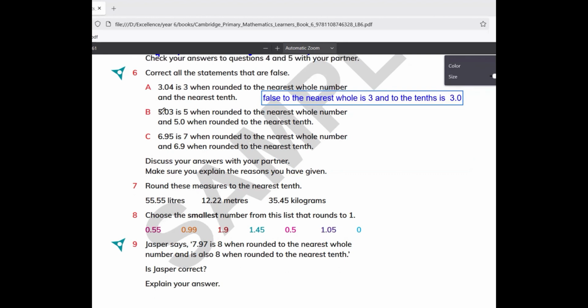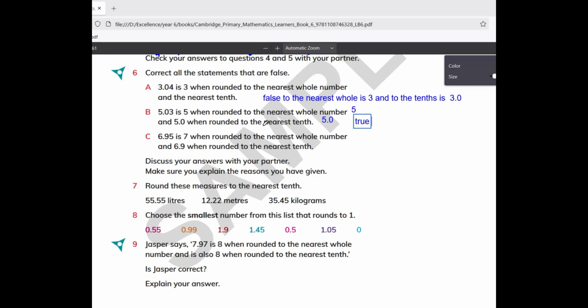Question number B. They say 5.03 is 5 when you round to the nearest whole number, and it is 5.0 when you round to the nearest tenth. Before we say true or false, we need to understand. Let's go. This one, 5.03 to the nearest whole: the whole number is 5. After 5, there is 0, so it's going to be 5. Nearest tenth, the tenth is 0, after it there is 3, so it's going to be 5.0. Yes, so this is actually true.